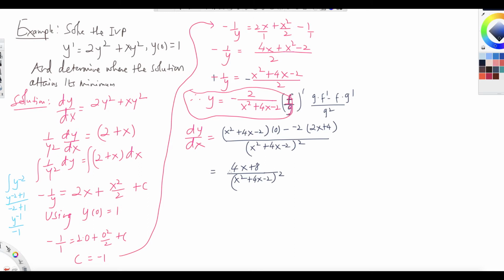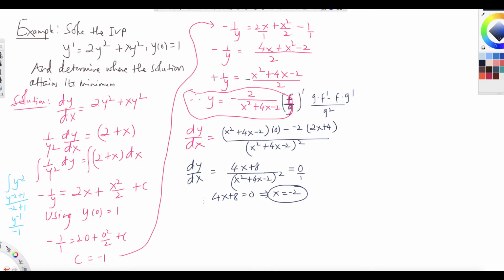To find the minimum value, we set the first derivative equal to 0 and find the critical points. If you do that, you get the numerator equal to 0, because there is 1 in the denominator. If you multiply both sides by that quantity, you get 4x plus 8 equals 0. So this implies x equals negative 2. This is the critical point where the function will take the minimum value.